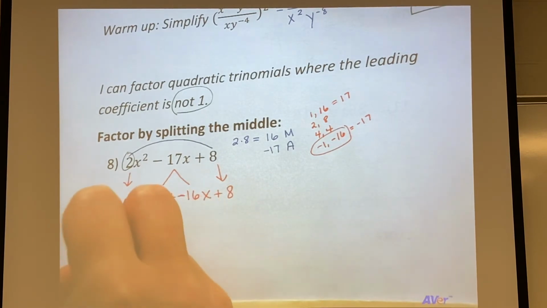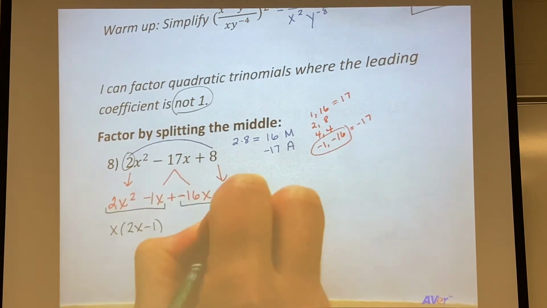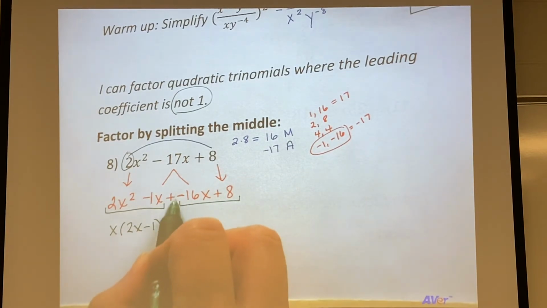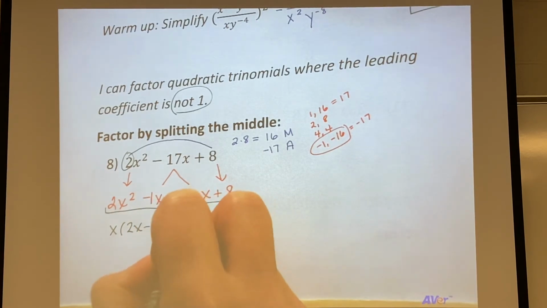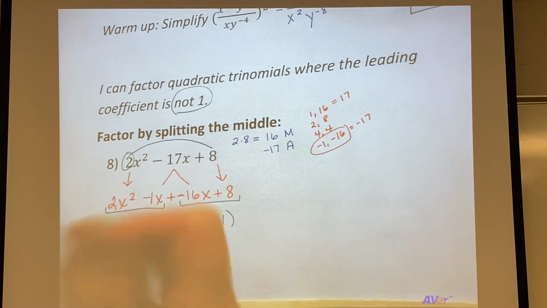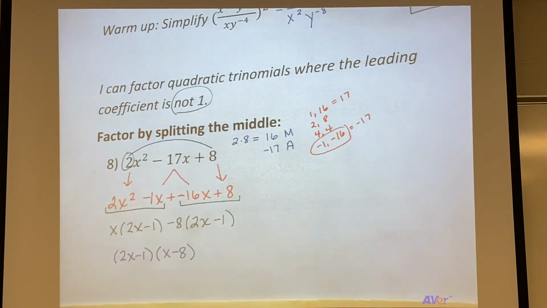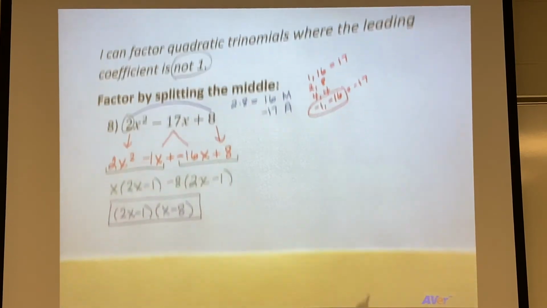So we're going to group these first 2 together. What's common? An x. So 2x minus 1 is left. Group these next 2 together. What's common? Well, you'll notice that there's a negative here, so we have to take that negative out. So negative 8, that leaves us with 2x minus 1. Notice the parentheses match there. So now we have a GCF of 2x minus 1 that we can remove, and x minus 8 is left. All right, so that's the splitting the middle process.